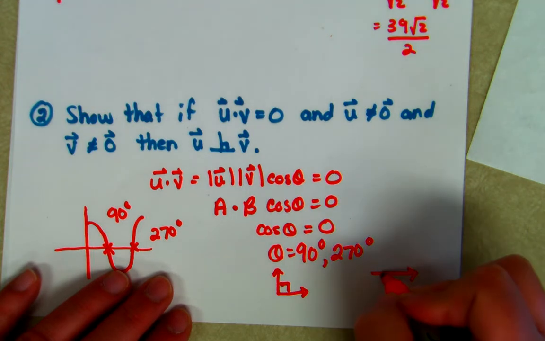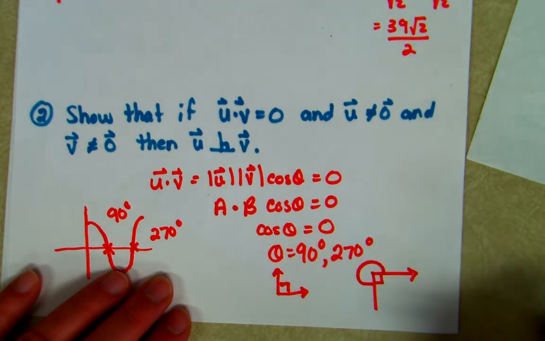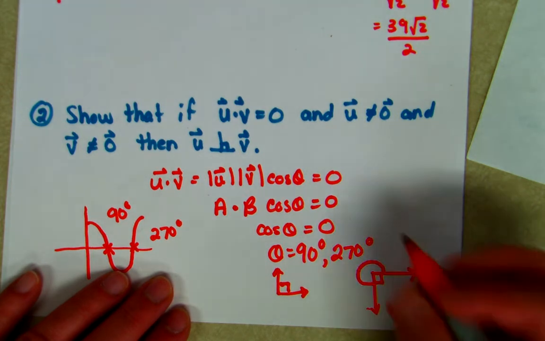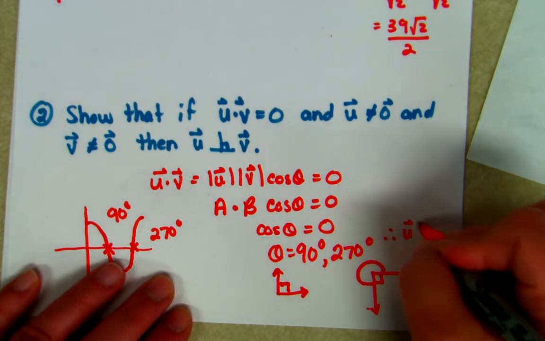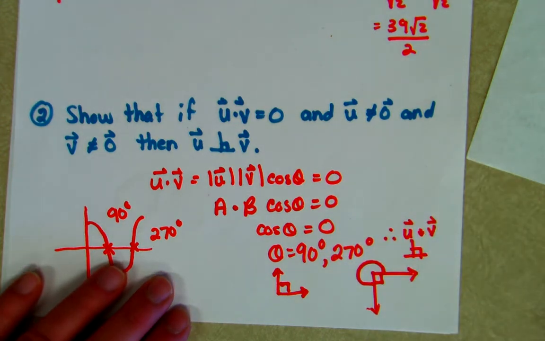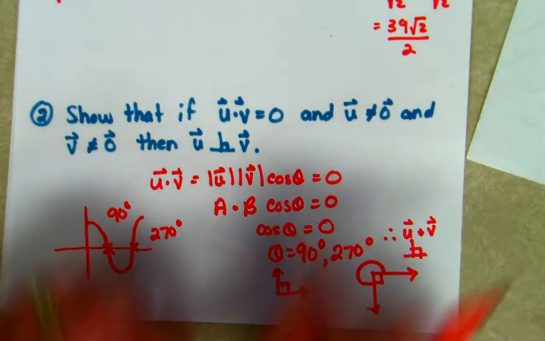So there's my first vector. I'm going to go around 270 degrees. They're still perpendicular because it's the same as going back 90 degrees. So therefore, u and v are perpendicular if the dot product equals 0, as long as u and v aren't the 0 vector themselves.